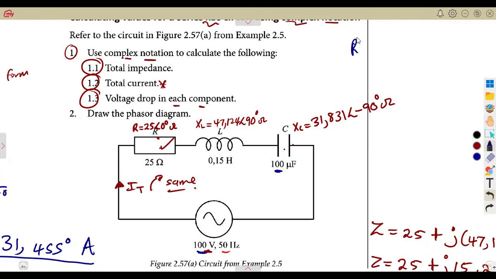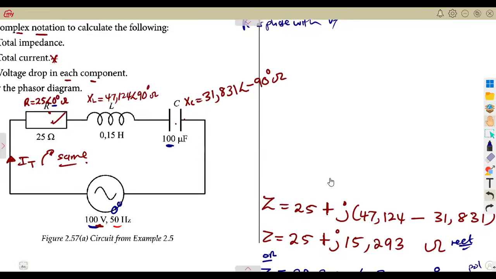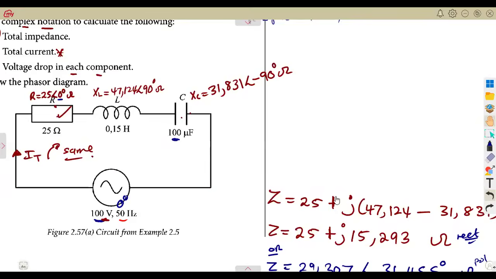So it's going to be the same, that R is in phase with what? The VT. So if it is at 0, the same thing with our VT, that's at what? At 0 degrees. So you must understand all these, how the capacitor is presented, this and that. All right, so this is it.